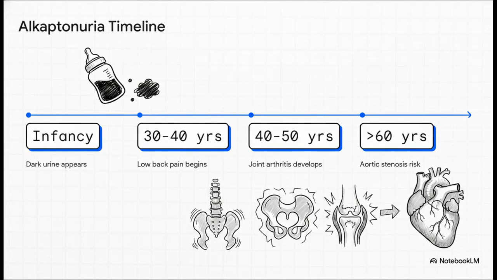Let's track how this unfolds over a patient's lifetime, because this blocked pathway creates a really slow, cascading disaster. The black urine? That's there from infancy, but the physical damage is microscopic at first. By the time the patient hits their 30s or 40s, all that pigment deposition starts causing severe lower back pain. Fast forward to their 40s and 50s, and large joints, like the hips and knees, are being destroyed by arthritis. And by their 60s, that exact same pigment has stiffened the heart valves, causing aortic stenosis. It's a disease that literally takes decades to fully reveal itself.